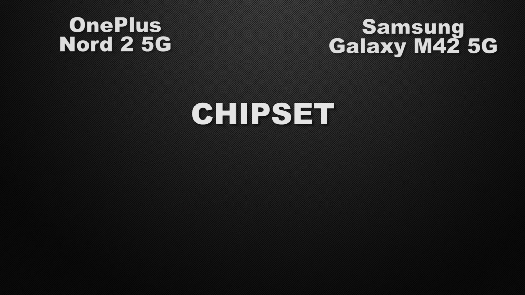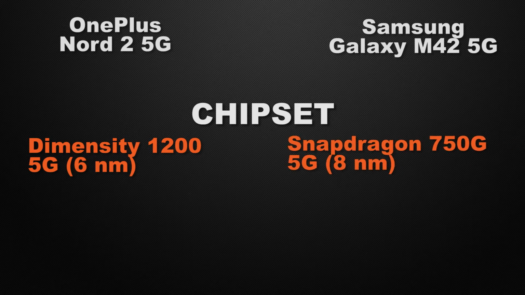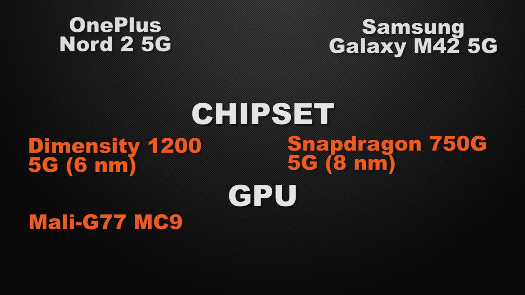Let's talk about the processor of the devices. Nord 2 is powered by Dimensity 1200 5G based on a 6nm process, whereas M42 is powered by Snapdragon 750 based on an 8nm process. So the winner here is Nord 2 because it has a faster processor, which gives you faster processing speed. And about the GPU of the devices, Nord 2 is packed with Mali G77, whereas M42 is packed with Adreno 619. So the winner here is Nord 2 because it has a faster GPU, which gives you faster FPS in games.